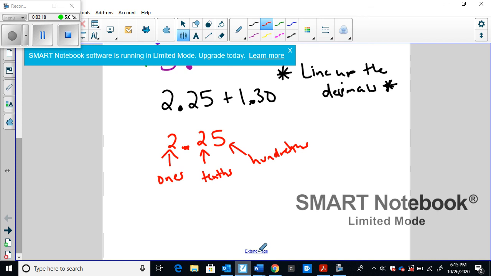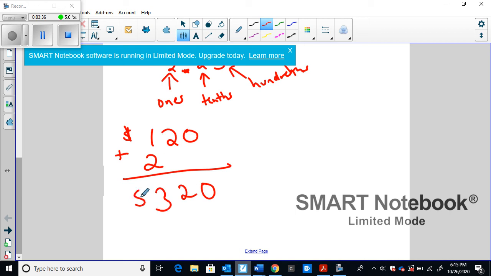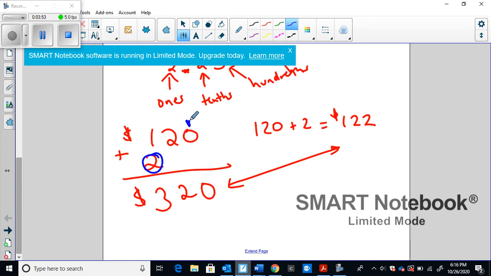if I added, let's say, $120, and I added $2 to that, and I put $2 here, all right, when I add them up, 0 plus nothing is 0, 2 plus nothing is 2, and 1 plus 2 is 3. That would be $320, which doesn't make sense, right? We know that 120 plus 2 is going to give us 122, right? And these are nowhere near the same amount because we didn't put our place value in the correct spot. This is ones, and all the ones go here, right in front of the decimal, okay? Then our tens and our hundreds.